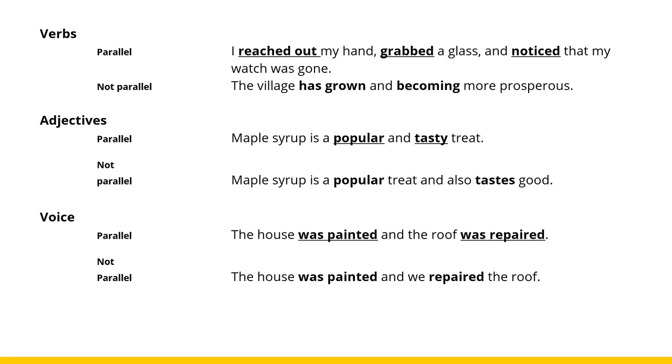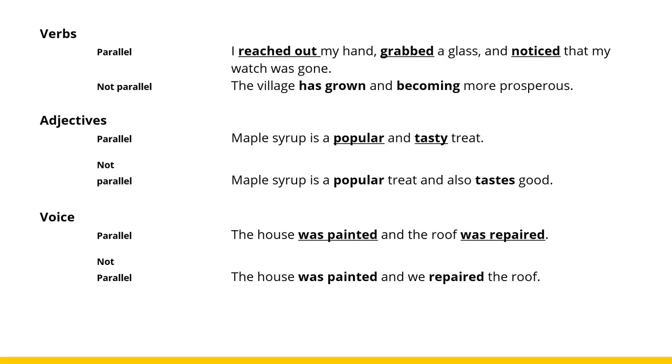For adjectives, we have this example: maple syrup is a popular and tasty treat. This is parallel because popular and tasty are both adjectives. And the following sentence: maple syrup is a popular treat and also tastes good. As you see, popular is an adjective, and tastes is actually a verb. So that's why this is not a parallel sentence.